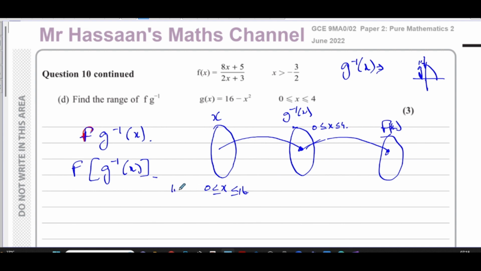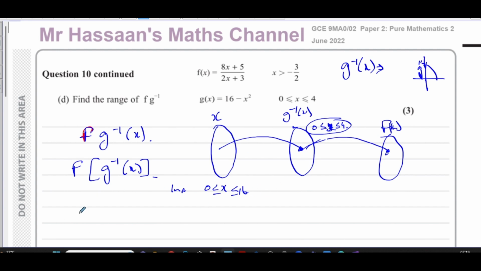So this is the input and this is the output. When you put this into here, what comes out is values of x between 0 and 4, and it's this that goes into the function f of x. The output of the inverse function is what goes into f of x. We can say the values of y between 0 and 4 actually, but those are the x values that go into f of x. So what goes into f of x? Any values between 0 and 4. So what will come out of f of x?